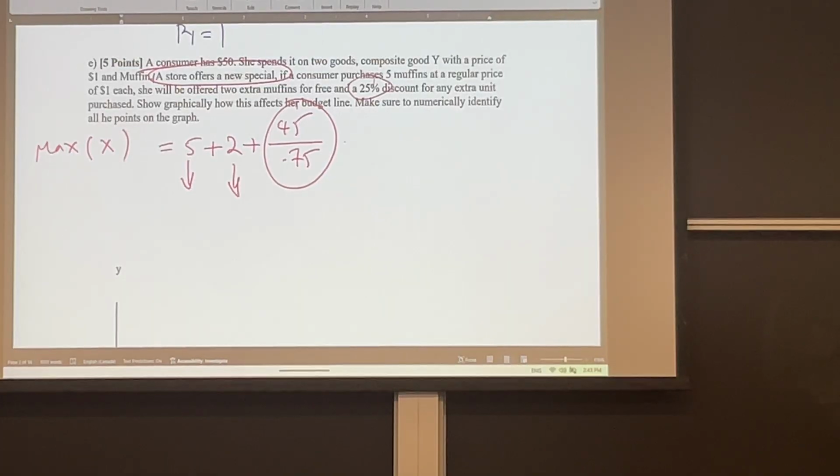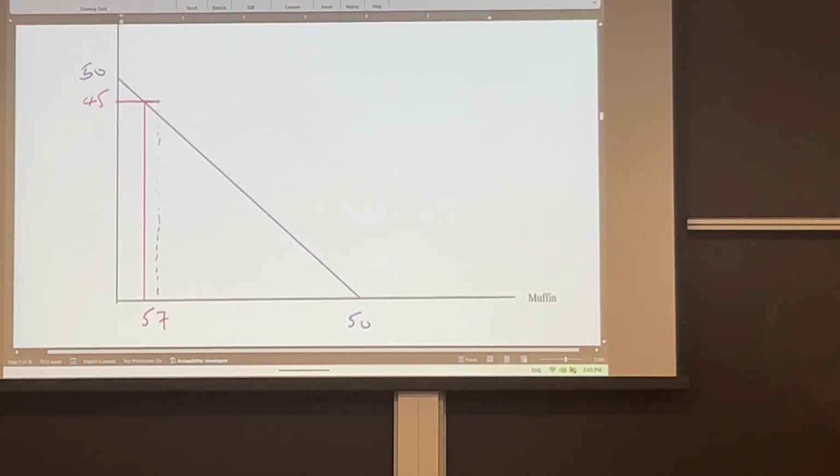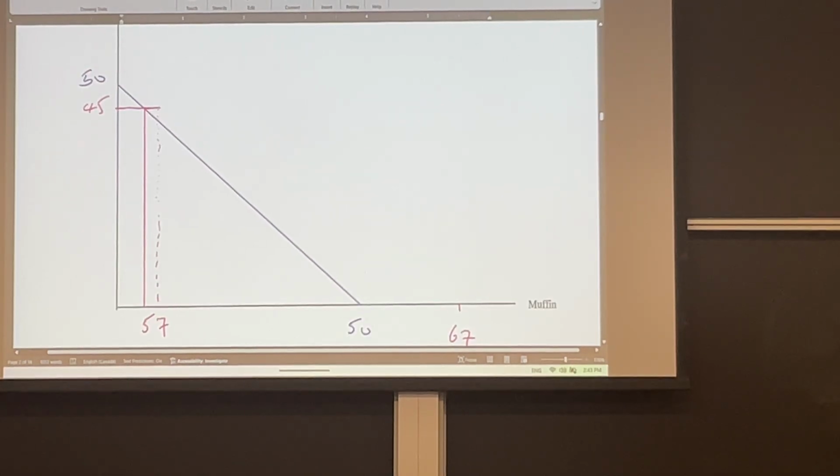How much is this thing? How much is the real bottom line, which technically has 2 kinks, 1 due to the free offer, 1 due to the discount? What's the maximum you can buy? 67. So the real bottom line actually hits there at 67. That's the real bottom line.